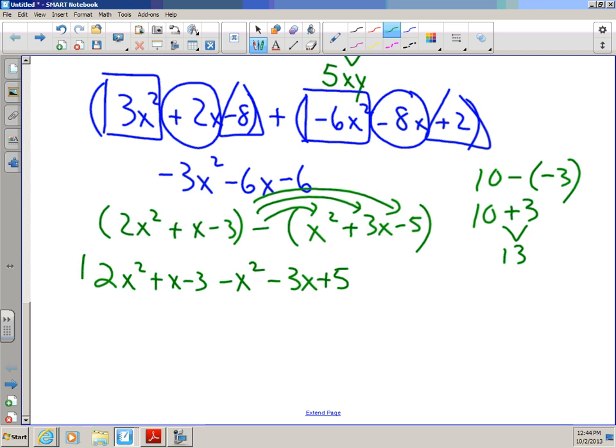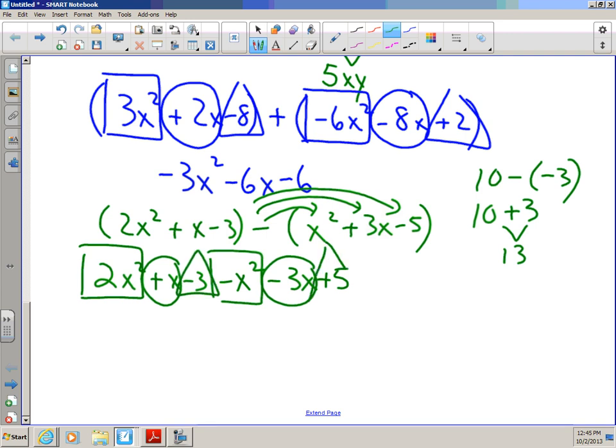Now I can do my combination as I did up top, putting my geometric figures around my like terms, picking up the sign to the left. So 2x squared minus x squared is just x squared. Remember, if your coefficient is 1, it's not necessary to write it. If you do, that's fine. x and a minus 3x minus 2x minus 3 plus 5 is a plus 2.